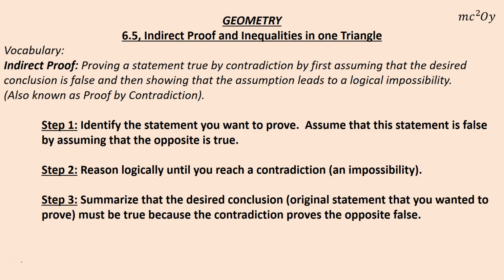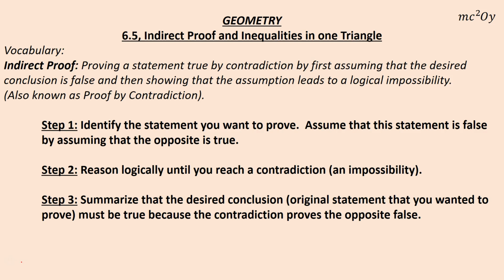All right, indirect proofs and inequalities in one triangle. First, an indirect proof, also known as a proof by contradiction. What we do is we prove a statement true by actually contradicting what the opposite of that says. So our first step is to assume that the opposite is true.